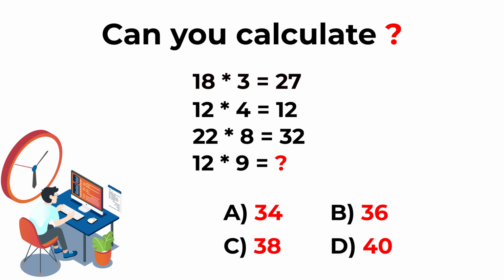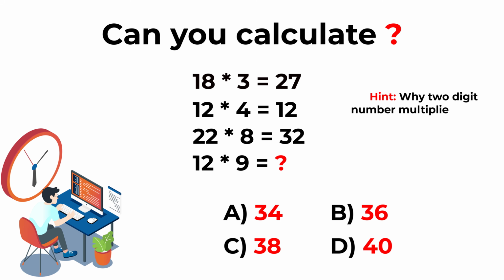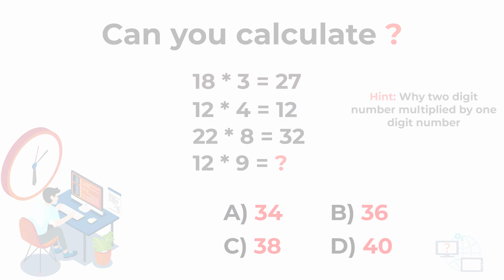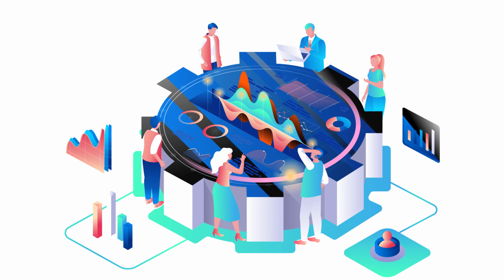I'm gonna give you a quick hint. Take a look and see why there are 2-digit number multiplied by 1-digit number. How can you make it work in your advantage? Let's go ahead, reveal the answer, and get to the correct solution together.